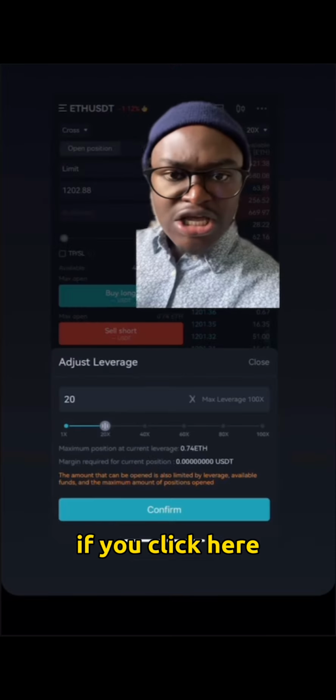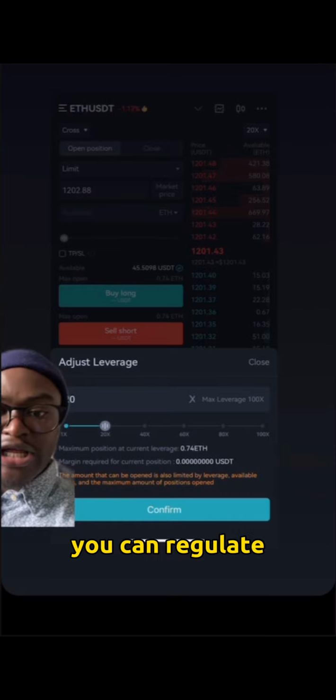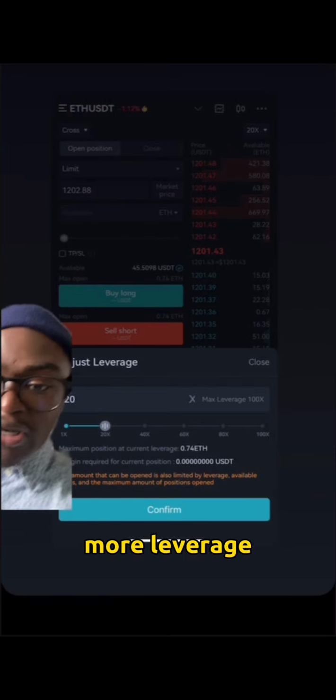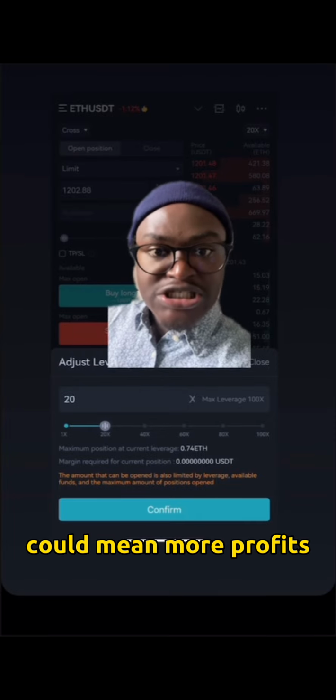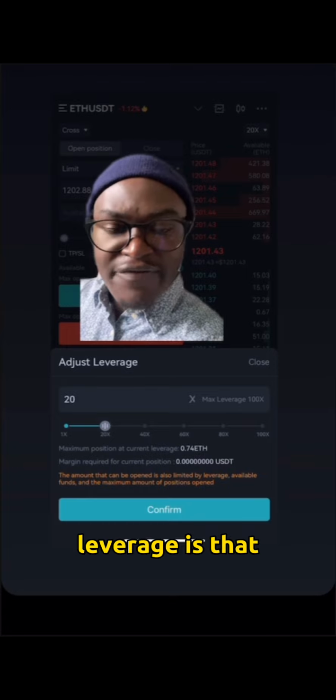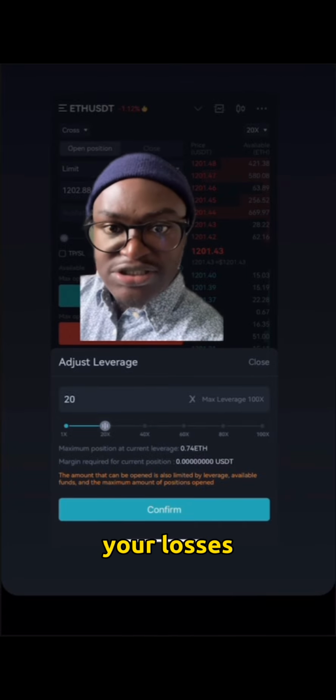If you click here, it should show up like so. So here you can regulate what leverage you are using for the given trade. More leverage could mean more profits in a winning trade. Now, the easiest way to think of leverage is that it amplifies your gains and amplifies your losses.